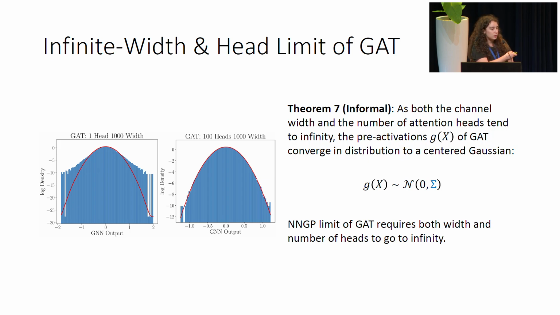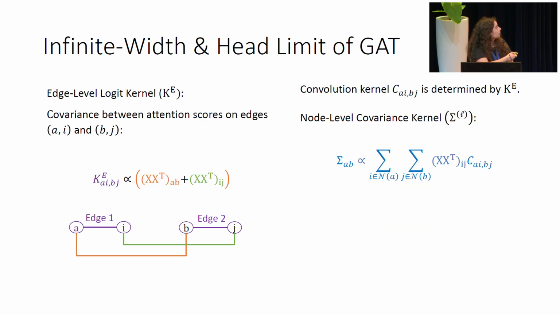And now I will tell you a bit about how this kernel matrix sigma is different from that of the GCN. So in GAT, we not only get the node-level covariance kernel, but we also get an edge-level logit kernel, which encodes the covariance between attention scores on edges. So if we have an edge between the nodes A and I, and another edge between the nodes B and J, then the covariance between these two edges will be proportional to the covariances between these nodes A and B and I and J.